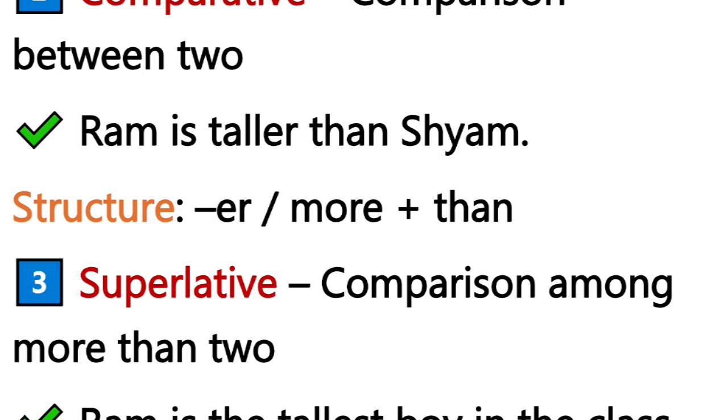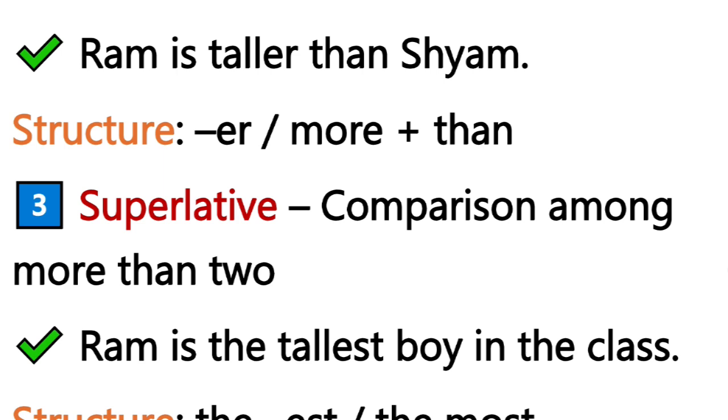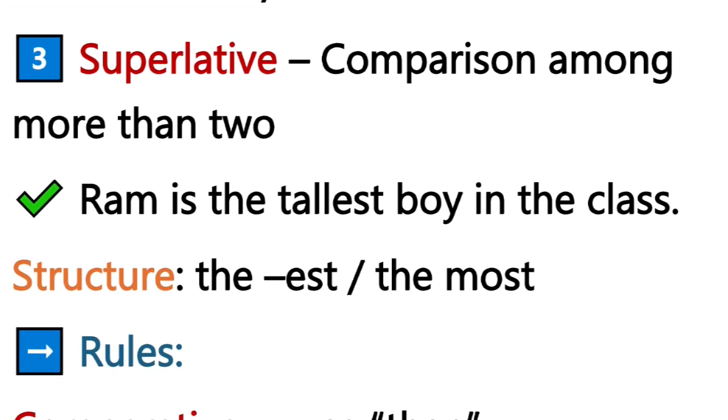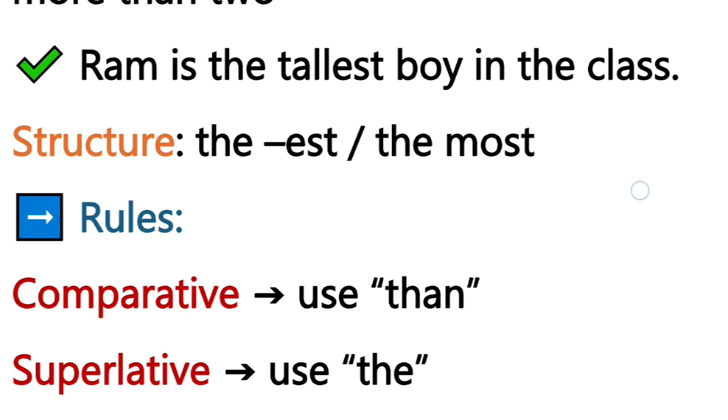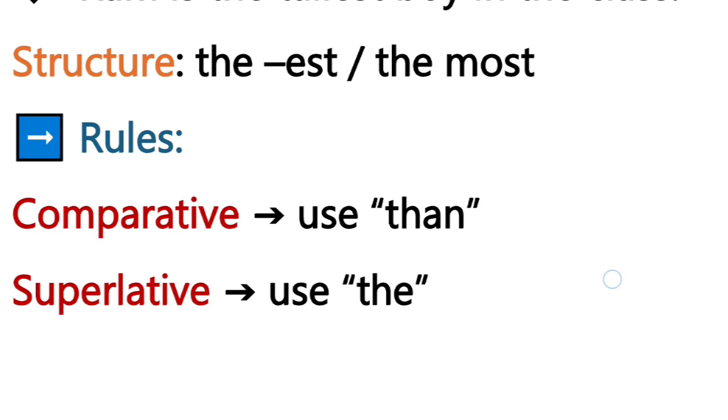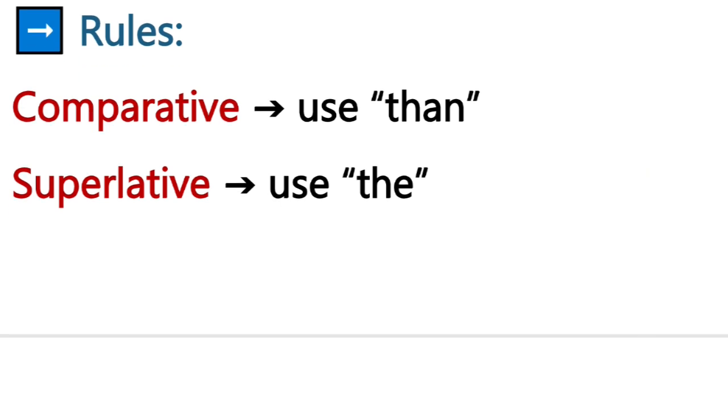The structure is we have to use ER at the end of the adjective if it's short, and if longer, then we have to use more plus than. And we have the superlative in the end, the 3rd degree. Comparison happens between more than 2, at least 3 or more. For example, Ram is the tallest boy in the class. So there can be lots of boys and Ram is the tallest. The structure is we have to use the, then est with the adjective. For example, tall is the adjective, we have used est at the end of it and it has become tallest with a short syllable, and if the word is longer, then we have to use the most. For example, the most intelligent.